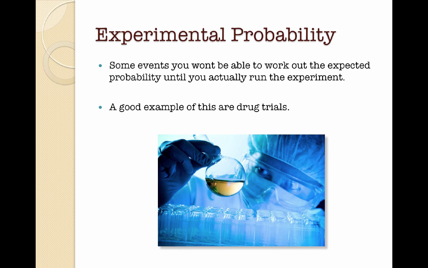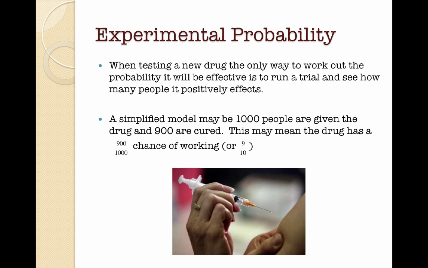You see, some events you won't be able to work out the expected probability until you actually run an experiment. A good example of this are drug trials. When testing a new drug, the only way to work out the probability if it will be effective is to run a trial and see how many people it positively affects. A simplified model may be that 1,000 people are given this drug to test and 900 are cured. This may mean that the drug has a 900 out of 1,000 chance of working, or 9 out of 10.